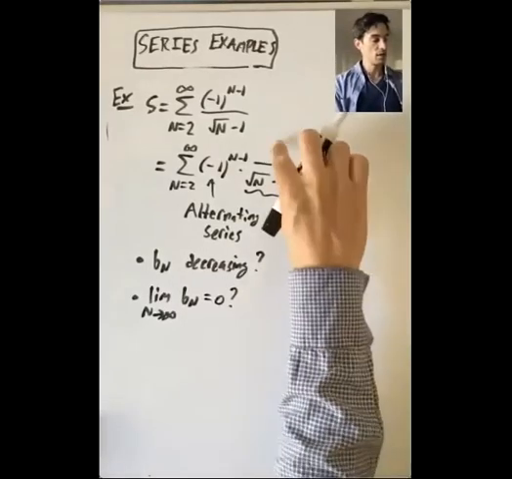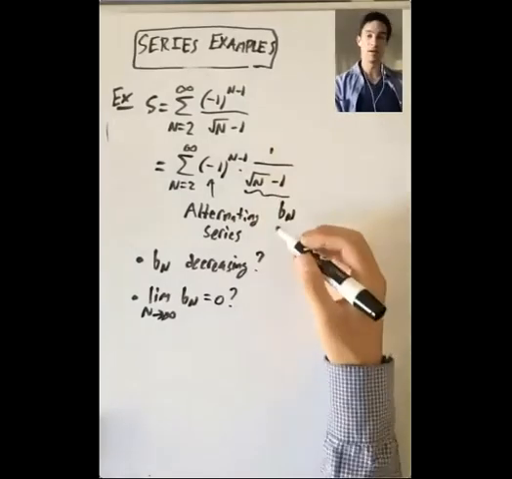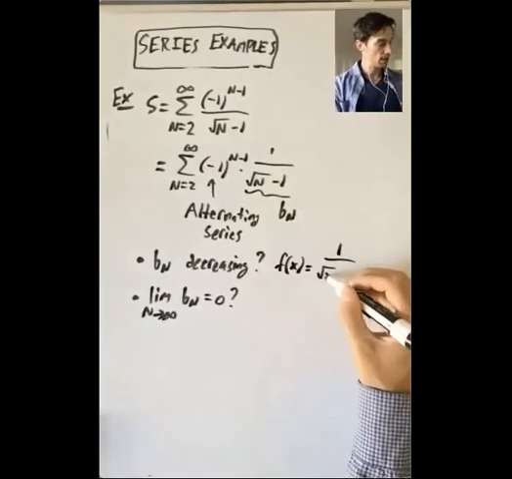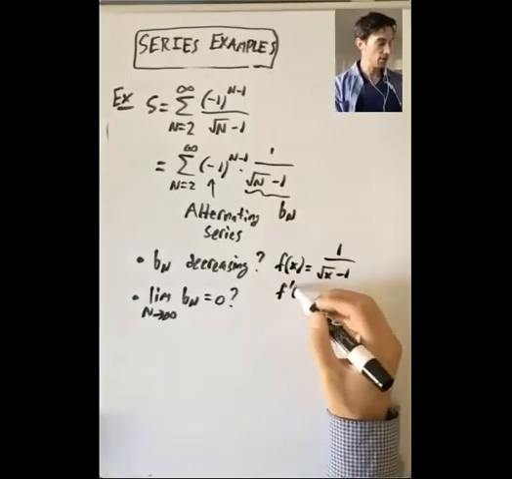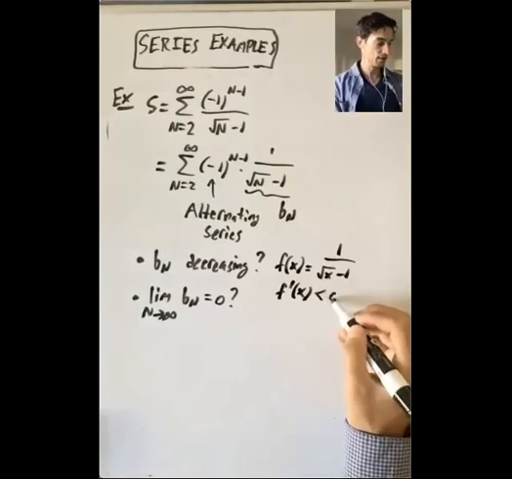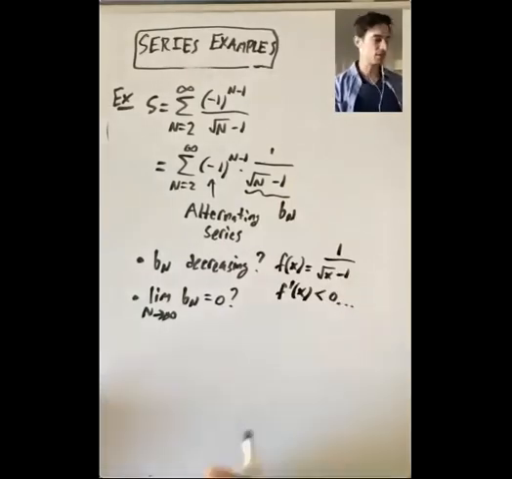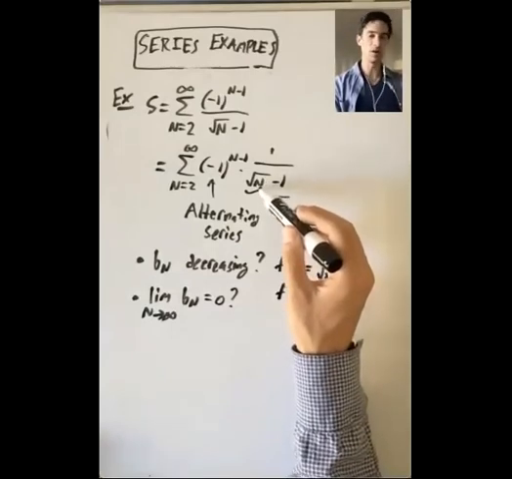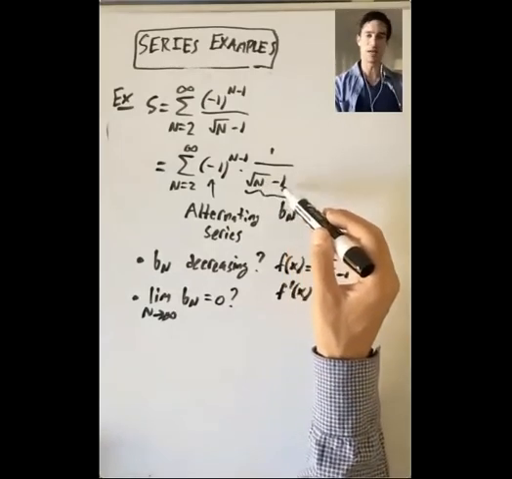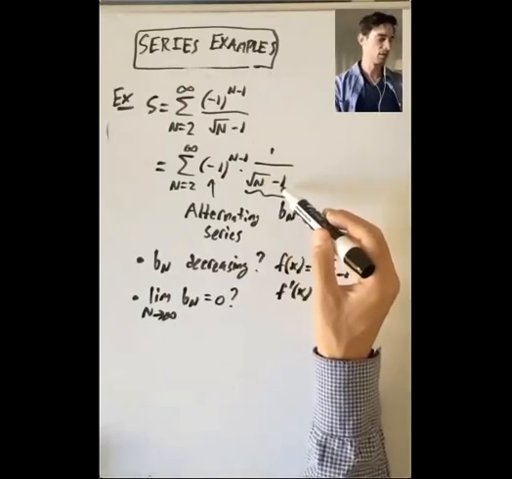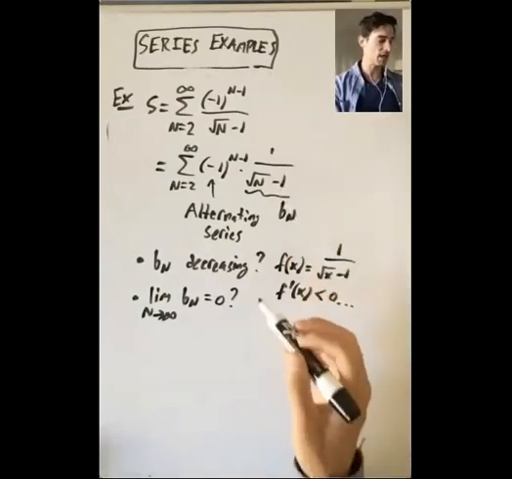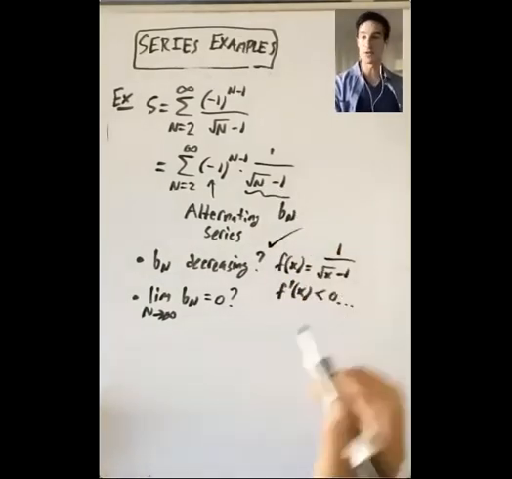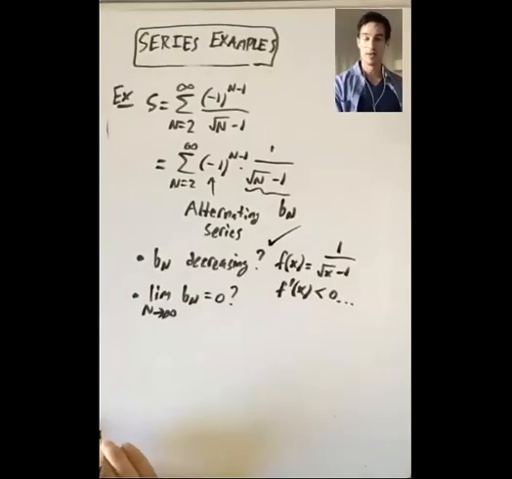Okay, so how do we check that Bn is decreasing? Well, you could set f of x equals 1 over square root of x minus 1, and then compute the derivative and see that it's negative. But you don't really have to do that here. All you have to do is note that as n gets bigger, square root of n is getting bigger, so square root of n minus 1 is getting bigger. So the denominator is getting bigger, which means that Bn is getting smaller.